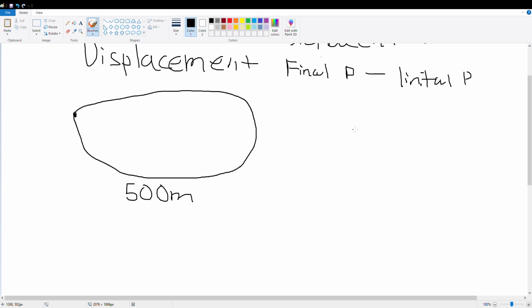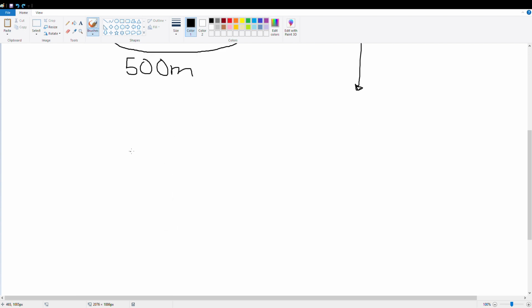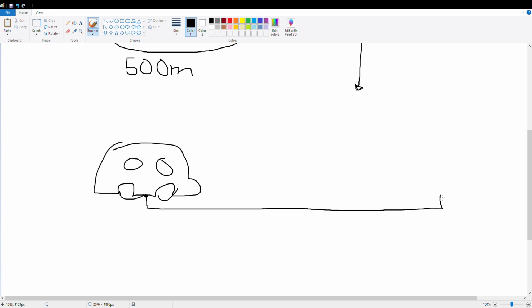So if we were to take this into an actual problem, let's say a car. This is a car. Now, very bad, but this is a car, and it travels from point A, A being the initial position, all the way to position B, which is its final position. So this is point A to point B, 100 meters apart, in a straight line. So what is the displacement in this case?